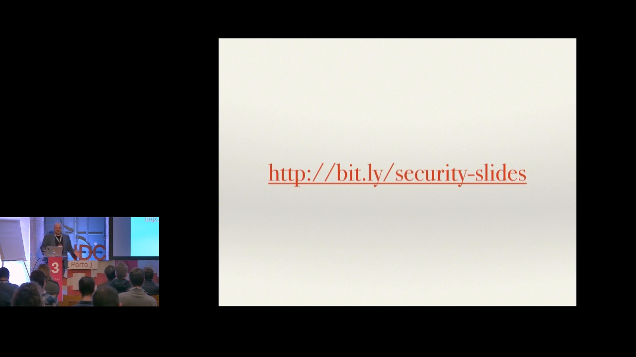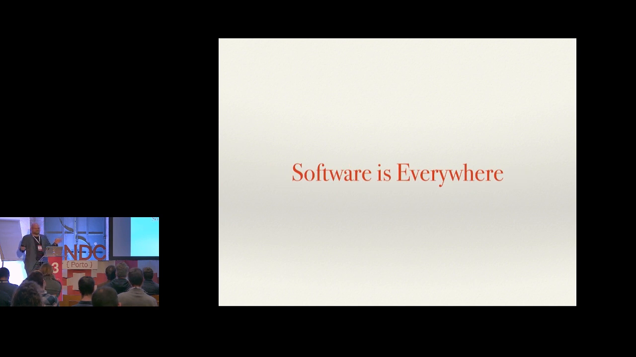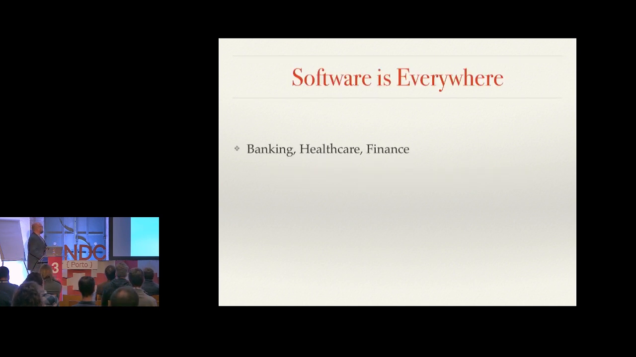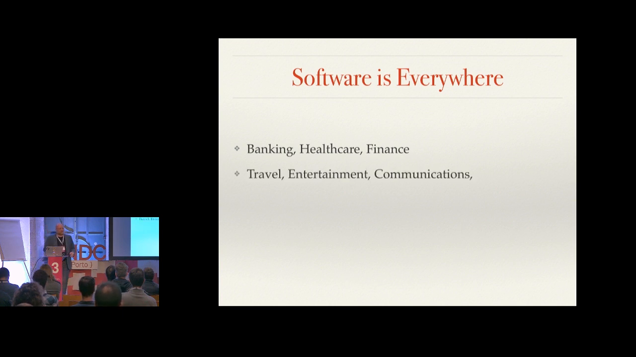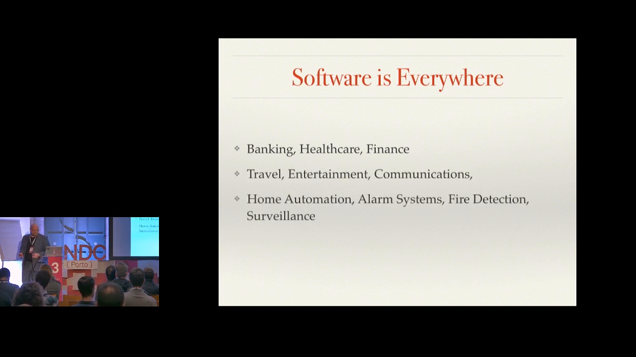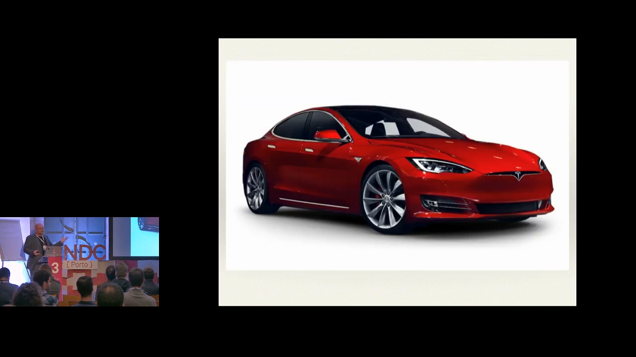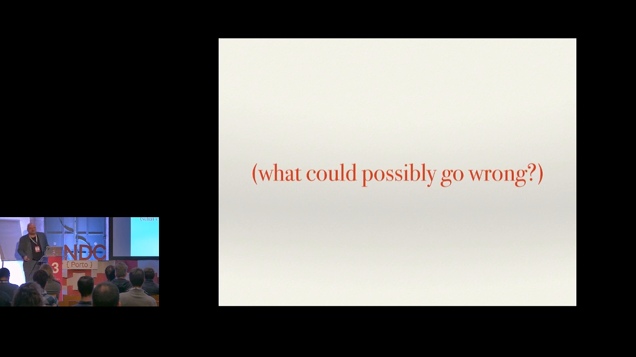So let's look at software first. Software is everywhere. It's pretty scary, right? If you think about it, every aspect of our lives is driven by software. You've got banking, healthcare, finance, travel, entertainment, communications, home automation. This is where it gets personal, right? In your home, you have a lot of software that runs your alarm systems, fire detection, surveillance, in the military as well. And of course, software also drives cars these days, right? Tesla is famously doing a lot of really cool experiments with their cars. And of course, you might ask yourself, what could possibly go wrong?